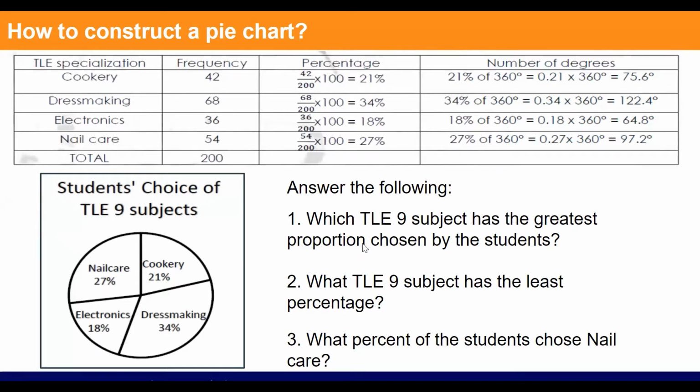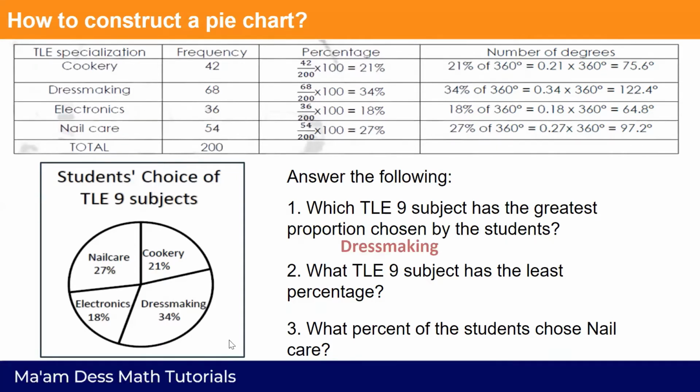Number 1. Which TLE 9 subject has the greatest proportion chosen by the students? Kitang-kita na naman po natin sa pie chart, alin yung may pinakamalaking portion. So, we have the dressmaking. Number 2, what TLE 9 subject has the least percentage? From the division of the circle, we can find which is the least percentage subject. We have electronics.